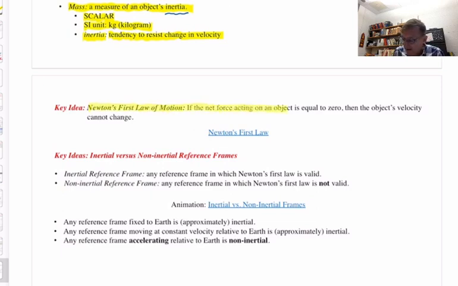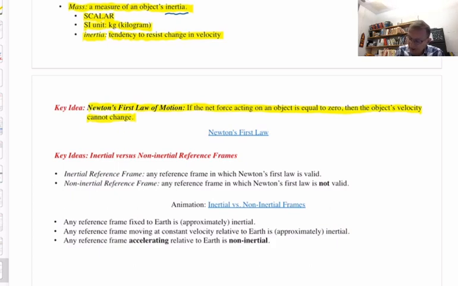If the net force acting on an object is equal to 0, then the object's velocity cannot change. You may have heard other wordings of this in a physics class in the past. I want us to stick to this because I want this idea to be as basic and as clear as possible. All right. Say it again. If the net force acting on an object is equal to 0, then the object's velocity cannot change.